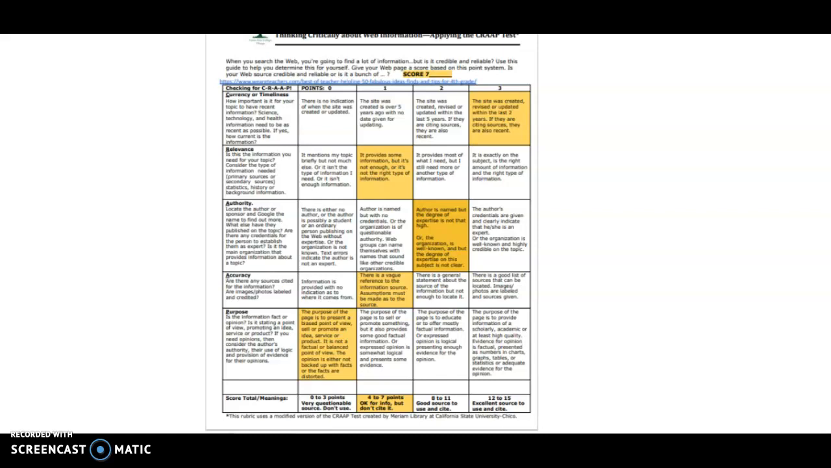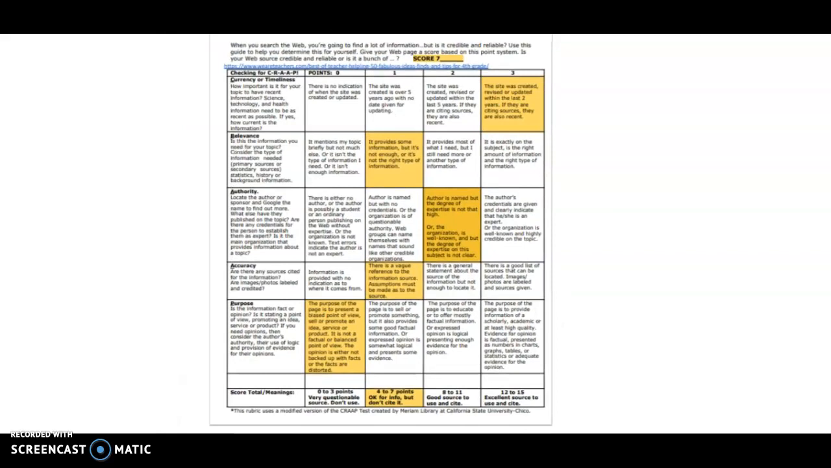So the currency was up to date. It was within the last 2 years. However, it did not provide as much information as I was looking for. Also, there was not a specific author listed, but it did give some information about the organization, and the organization is rather well known. The references, there was not an actual list of references on the web page. It was more based on an opinion, from a teacher's experience, and it didn't have a lot of data to be collected.